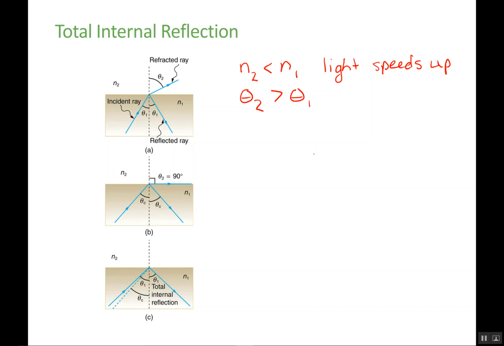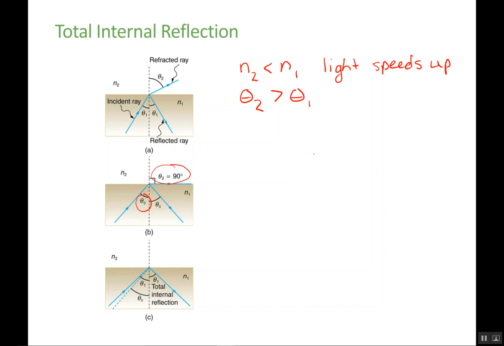So if you make the angle of incidence sufficiently large, eventually you'll reach a point like what's pictured right here in panel B, where the angle of refraction is 90 degrees. And when you reach this so-called critical angle, which is labeled theta sub c in this figure here, none of the light actually emerges from the boundary. None of the light exits from n1. Instead, all of the light gets reflected from the boundary.